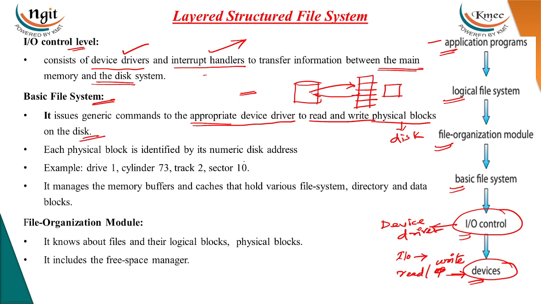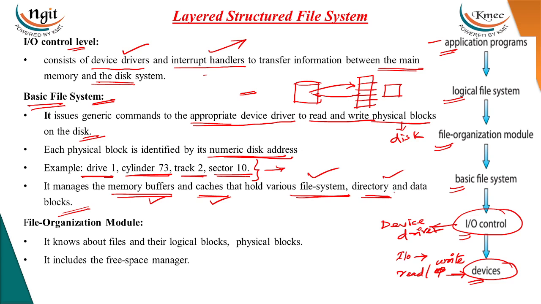Each physical block is identified by a numeric disk address. Which drive it belongs to, which cylinder, what the track number is, and what the sector number is constitutes the address of a block. The basic file system also manages the memory buffers and cache that hold various file system, directory and data blocks.